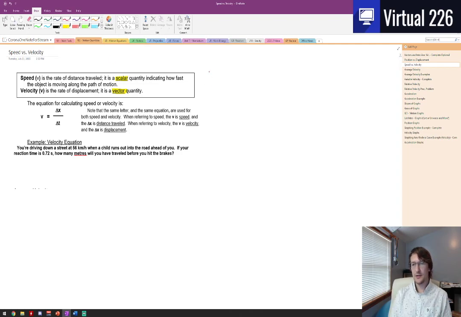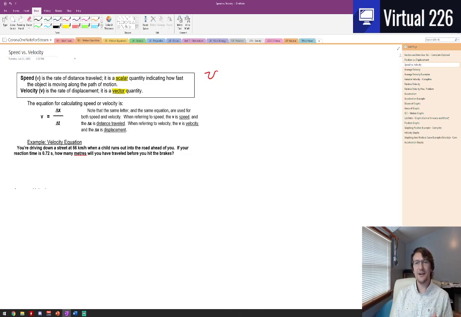A speed, which I will traditionally write out as just a v, with a little curl to it, is just how fast you're going. I'm going 10 miles per hour. I'm moving at 7 meters per second. It is just a distance divided by a time.